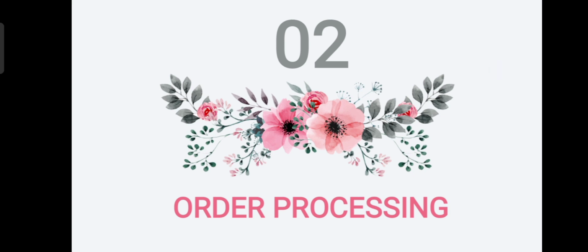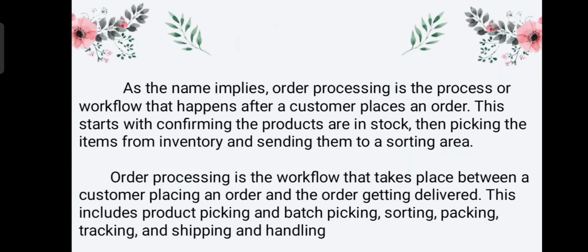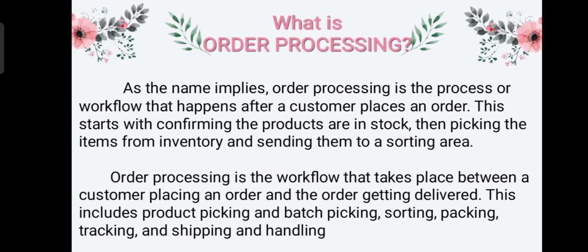So in the next slide, what is order processing? As the name implies, order processing is the process or workflow that happens after a customer places an order. This starts with confirming the products are in stock, then picking the items from inventory and sending them to a sorting area. Order processing is the workflow that takes place between a customer placing an order and the order getting delivered. This includes product picking and batch picking, sorting, packing, tracking, and shipping, as well as handling.